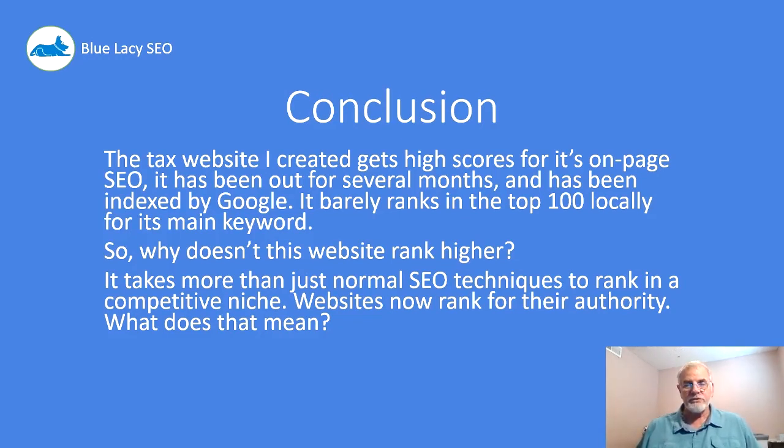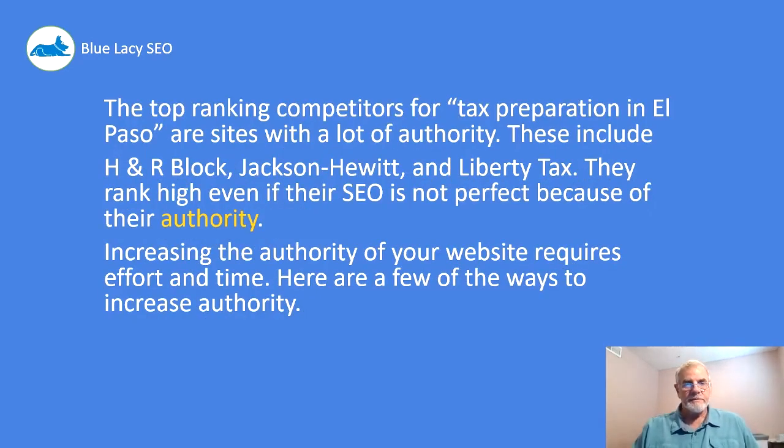Websites now rank for their authority. So what does that mean? The top ranking competitors for tax preparation in El Paso, which I'm trying to rank for, are sites with a lot of authority. These include H&R Block, Jackson Hewitt, and Liberty Tax. They're on the first page. They rank high even if their SEO is not perfect because of their authority. Increasing the authority of your website requires effort and time, but here are a few of the ways to increase authority.